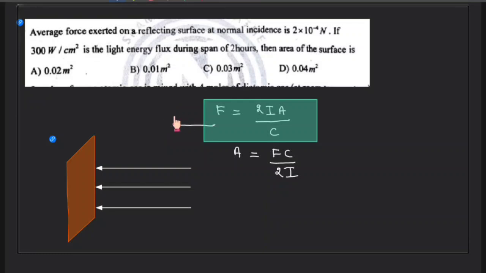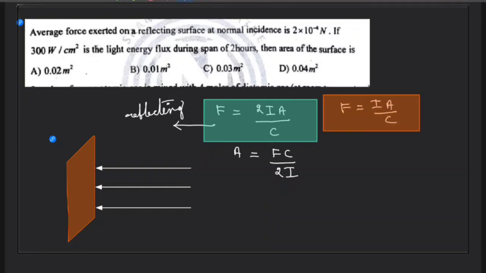This is for completely reflecting. If it is a completely absorbing surface, then what is the formula, guys? Force is equal to IA by C. If it is a completely absorbing surface, you could say this F is equal to IA by C. So please keep this in mind, right? So from here you can find out the radiation pressures also.